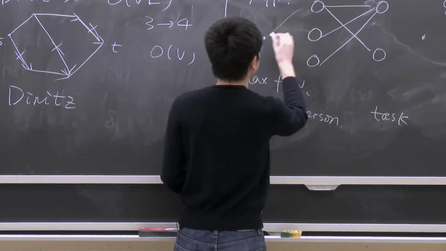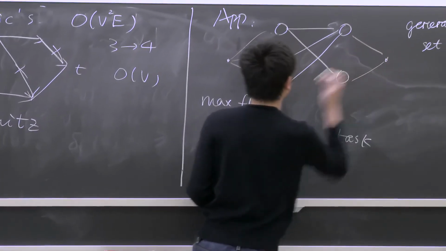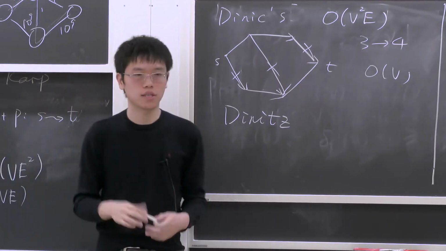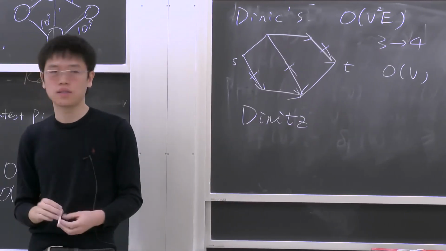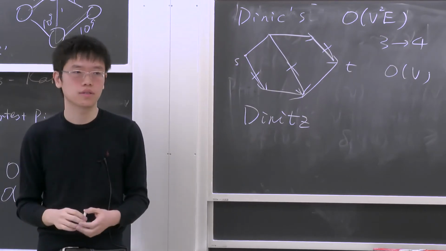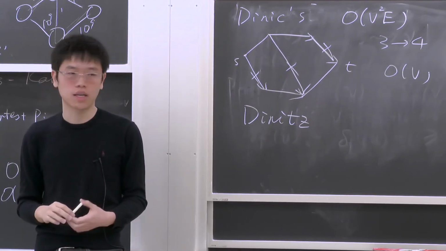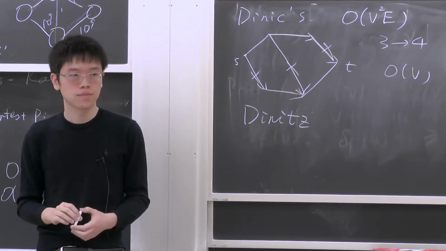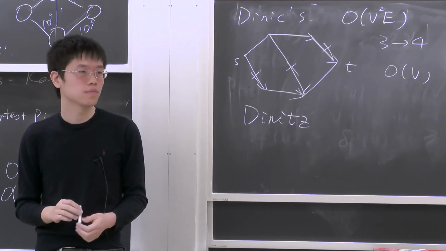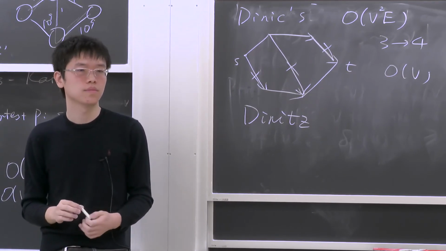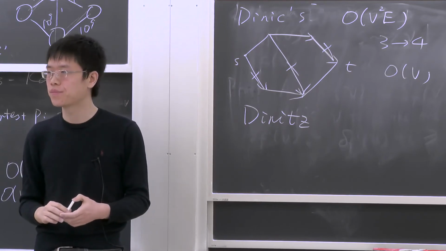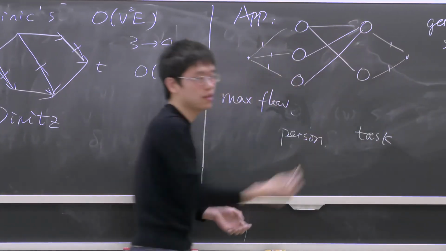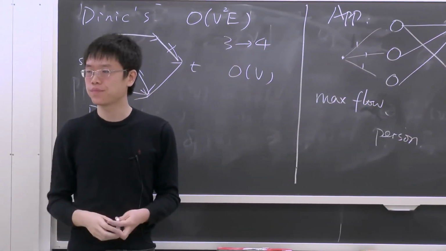Now I have created these edges. How do I restrict the capacity of all the edges such that I can guarantee no person is taking 2 tasks and no task is assigned to 2 people? Make all of them weight 1. Okay, if we do that, everything here is weight 1, then that's definitely correct.